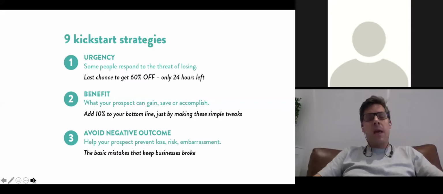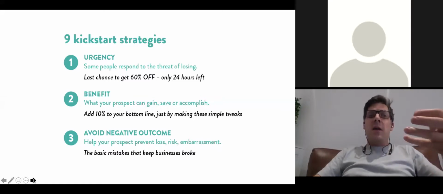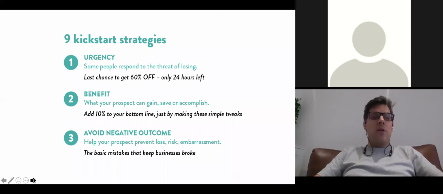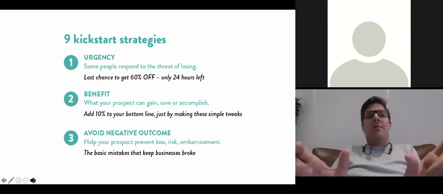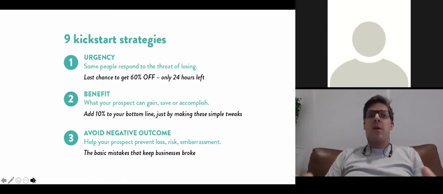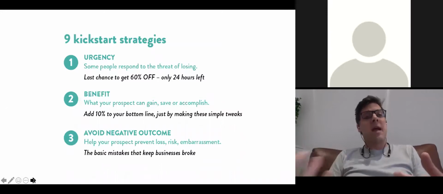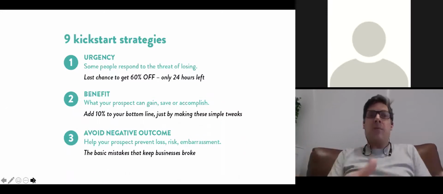Then the second two here are almost opposites, if you like, but they're kind of on the same lines. So you present the top line benefit to your reader. This example here is one that we wrote for a B2B company. They were a business that basically promises businesses to save them money on their energy bills. So it says, add 10% to your bottom line just by making these simple tweaks. It's a kind of dual subject line, if you like. It promises a monetary benefit, but it also tells you that it's going to be easy, that there are small things that you can do to make this happen. And again, that's quite motivating. If it sounds like it's easy, then it's quite compelling.